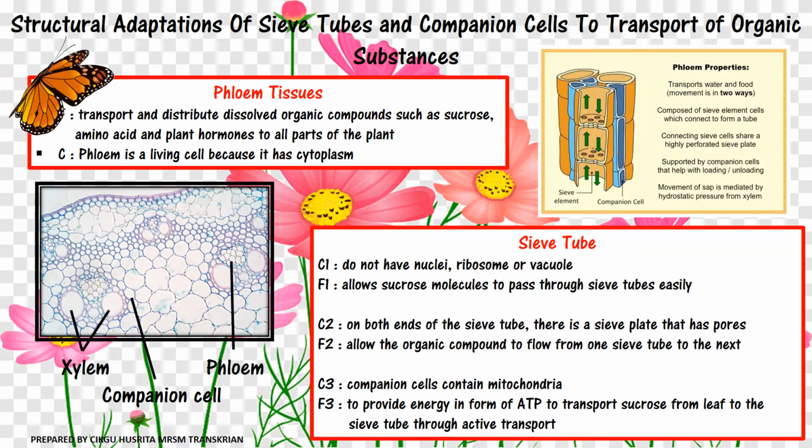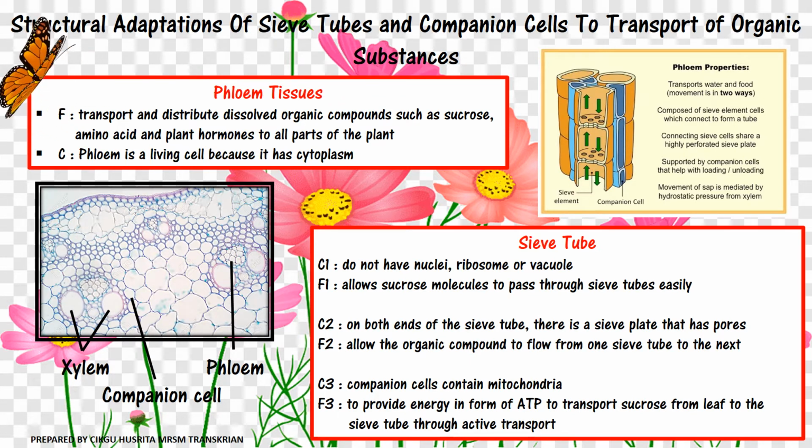Alright, so now we go to the next one. Structural adaptation of sieve tube and companion cell to transport organic substance. So this is a phloem. This is a xylem, companion cell, and phloem. Phloem, as you know, is used to transport and distribute organic compounds such as sucrose, amino acid, and plant hormone to all parts of the plant.